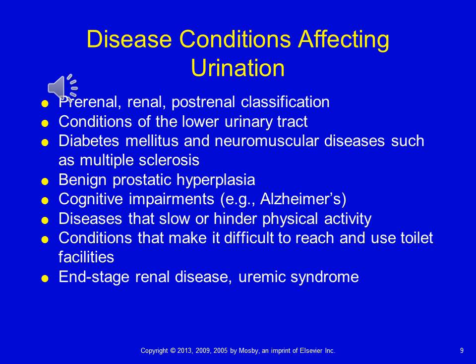Older men often suffer from BPH, or benign prostatic hyperplasia, which makes them prone to urinary retention and incontinence. Some patients with cognitive impairment, such as Alzheimer's disease, lose the ability to sense a full bladder or are unable to recall the procedure for voiding. Diseases that slow or hinder physical activity interfere with the ability to void. Degenerative joint disease and Parkinsonism are examples of conditions that make it difficult to reach the toilet facilities.